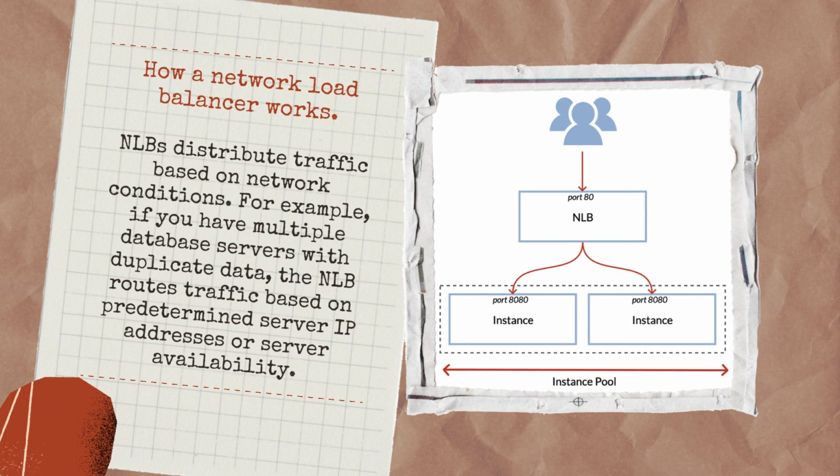How a network load balancer works. NLBs distribute traffic based on network conditions. For example, if you have multiple database servers with duplicate data, the NLB routes traffic based on predetermined server IP addresses or server availability. The NLB monitors the health of its registered targets and routes traffic only to the healthy targets. After the load balancer receives a connection request, it selects a target from the target group for the default rule.